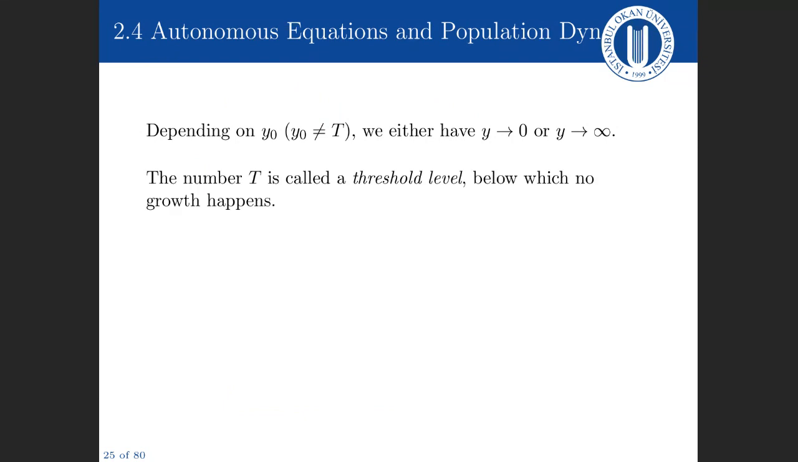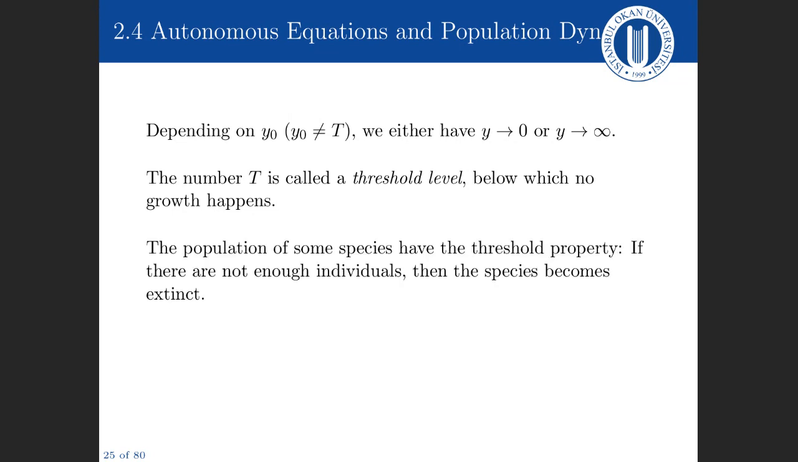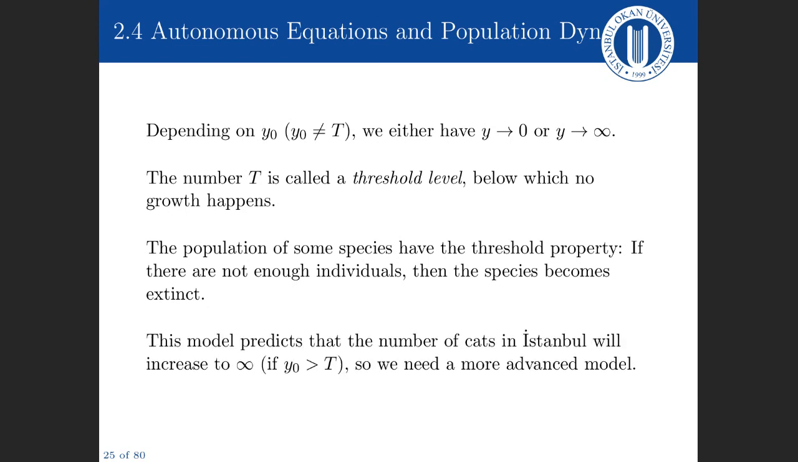This number T is called a threshold level. Below this level, there's no growth. The solution goes down to 0. The population of some species in the world does have this threshold. This means if there's not enough of the species in the world, then the number of animals in the species decreases to 0 and the species becomes extinct. This model predicts that the number of cats in Istanbul will increase to infinity, and we don't want this. This was a problem with the first model, so we need a more advanced model.